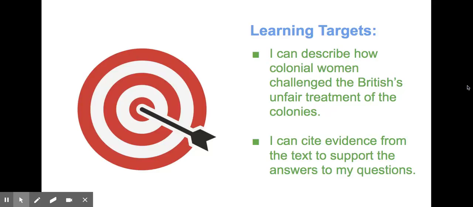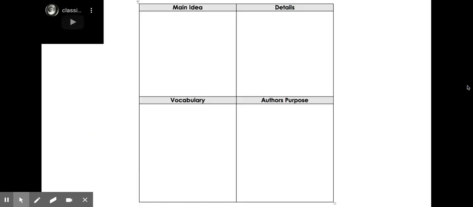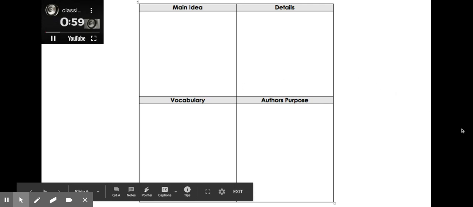Today's learning targets are as follows. One, I can describe how colonial women challenged the British's unfair treatment of the colonies. And two, I can cite evidence from this text to support the answers to my questions. Take 1 minute now to take back out your piece of paper and create your Foursquare model. Remember, your Foursquare model should have main idea, details, vocabulary, and author's purpose or point of view. You can start now.